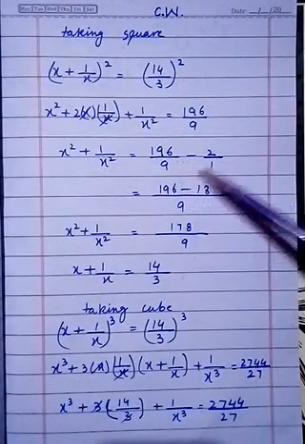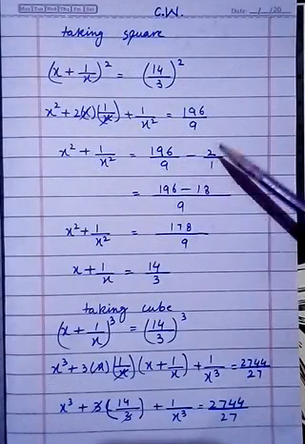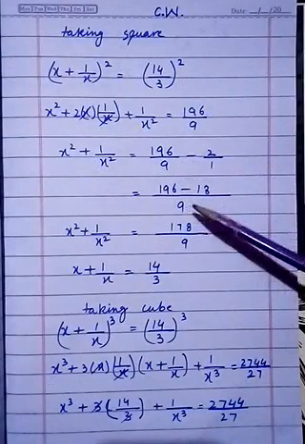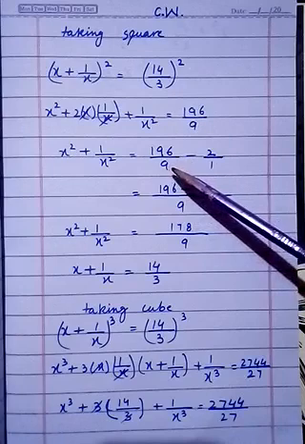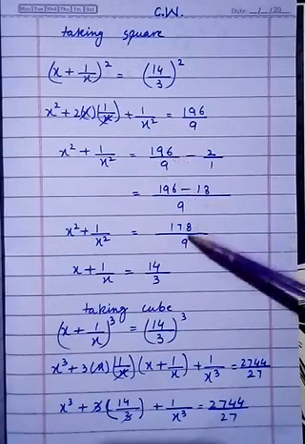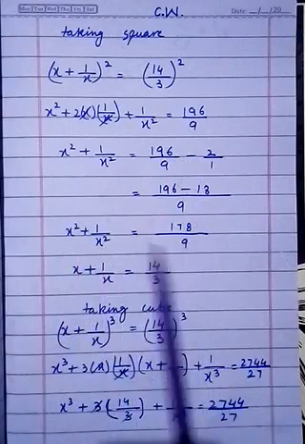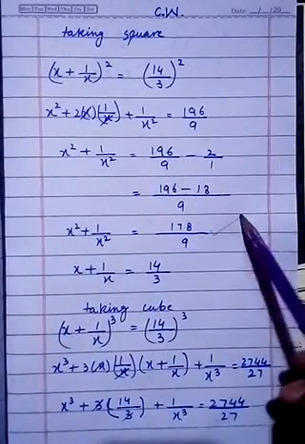Now 9 comes in the table of 1 how many times? 9 times. So 9 multiplied by 1 equals 9. So 9 comes in the table of 9 one time. 1 multiplied by 196. Now after simplification you get the answer of x square plus 1 by x square equals 178 by 9.